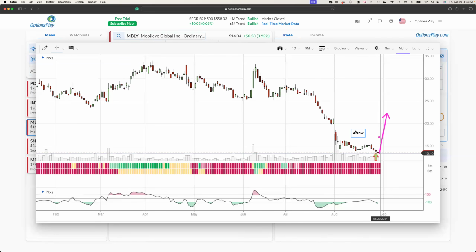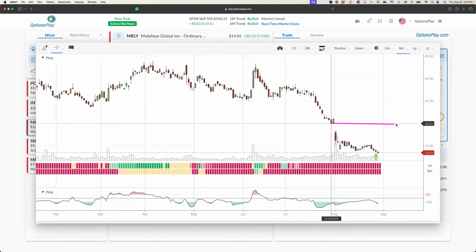What would be a reasonable target on a bounce higher here? Well, you've got a gap fill here at $20. You've got a big gap here at $20 that remains unfilled. That could be your initial upside target. That gives you a lot of potential upside with very minimal risk.